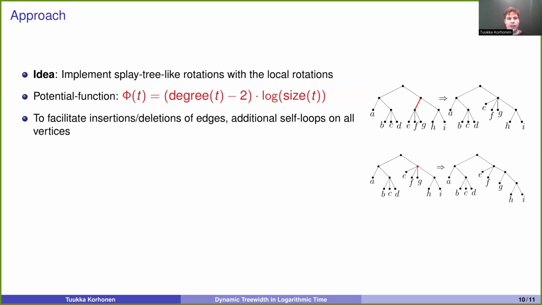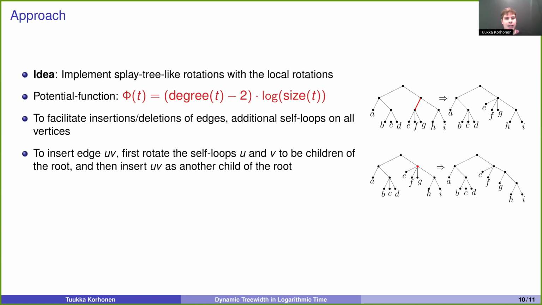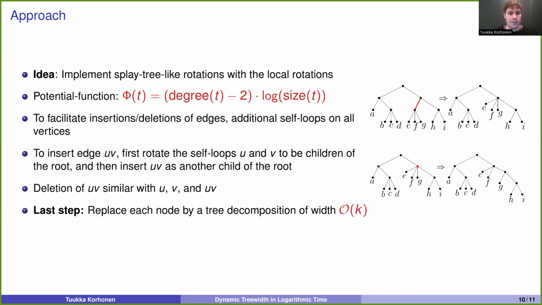And how the algorithm in the end works: we have to implement inserting and deleting edges from the structure. For this, we have additional self loops on the vertices. If we want to insert an edge UV between vertices U and V, we first rotate the self loops U and V to the root. Then we can insert UV as another child of the root. We do this because it is nice for keeping all the boundaries well behaved while doing an insertion. When everything relevant is in the root, you can do the insertion without touching the rest of the decomposition at all. The same holds for deletion: you just rotate it to the root.